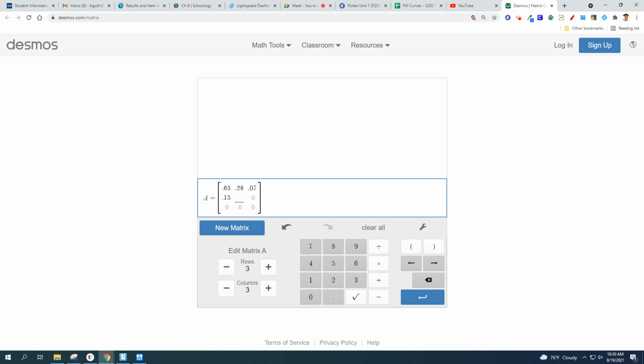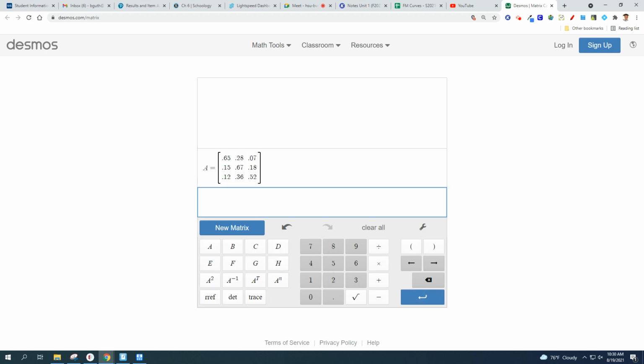0.15. Let me know if I type something in wrong. 0.67, 0.18, 0.12, 0.36, 0.52. So that's my matrix.